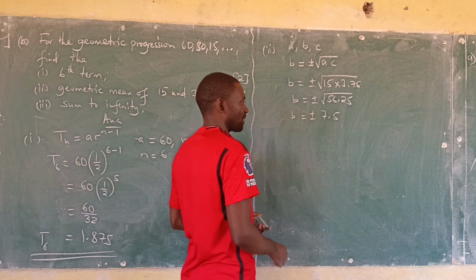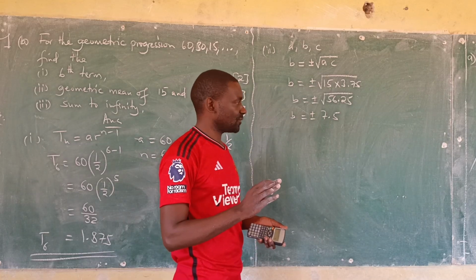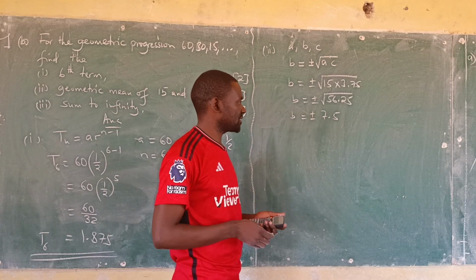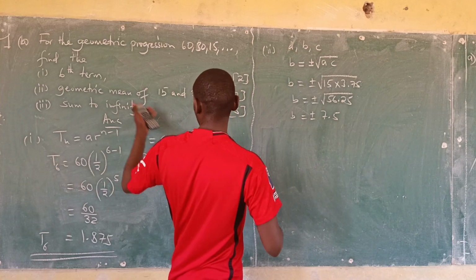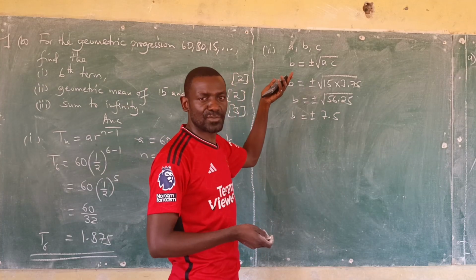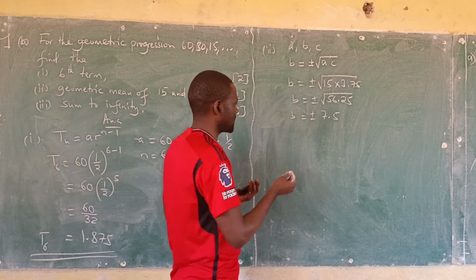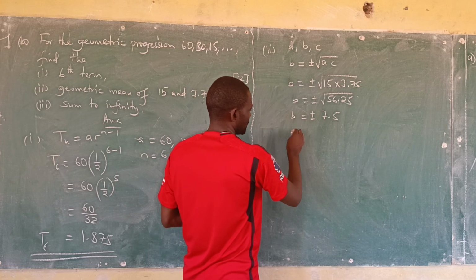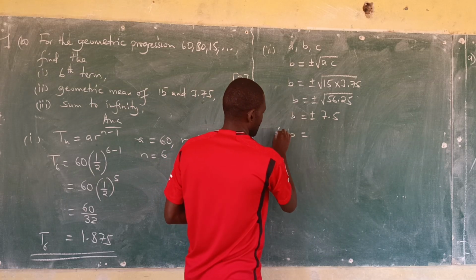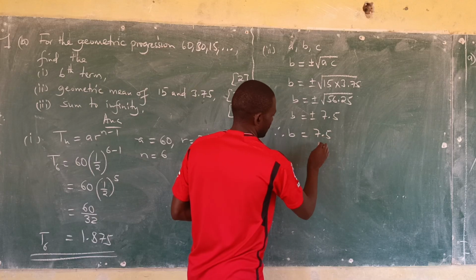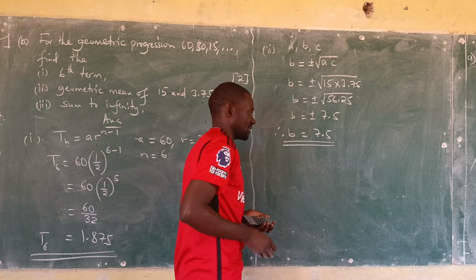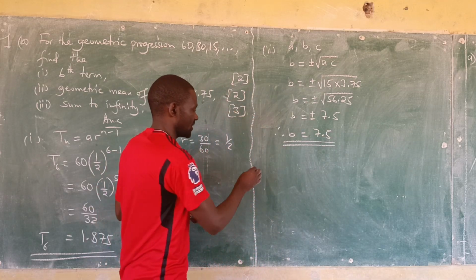So our B is either positive or negative 7.5. But if we look at what we have, since they are all positives, we can safely say in this case our geometric mean will simply be 7.5. So that is our answer.